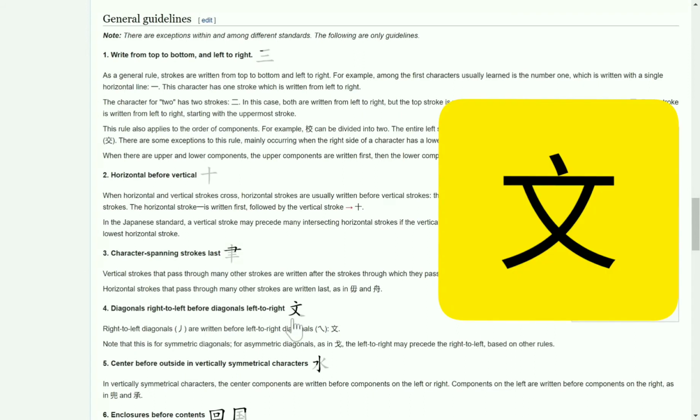This is what I mentioned before in my previous classes. This stroke flicking to the left, you write down this one first, and then you write down the one flicking to the right. Okay, so that's what it means here.